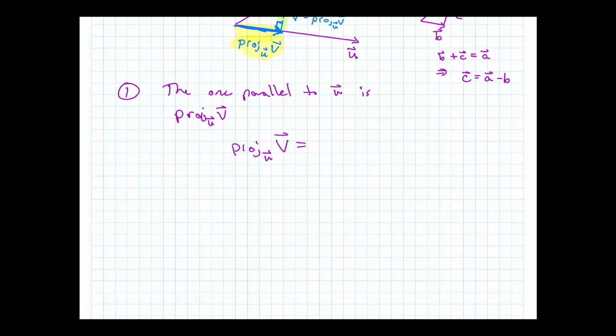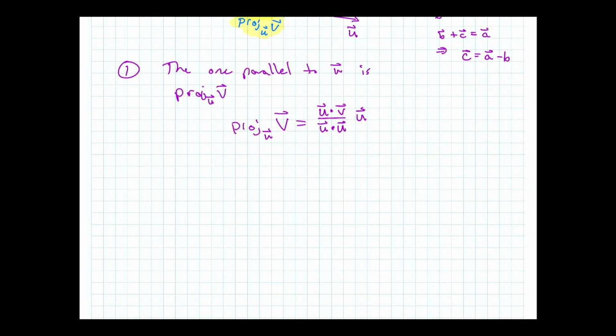Try to remember the formula, right? If you're projecting onto u, it has a whole bunch of u's. So that should tell me u dot v, over u dot u, times u, right? Everything's a u except for one single v. Okay, so let's do that.